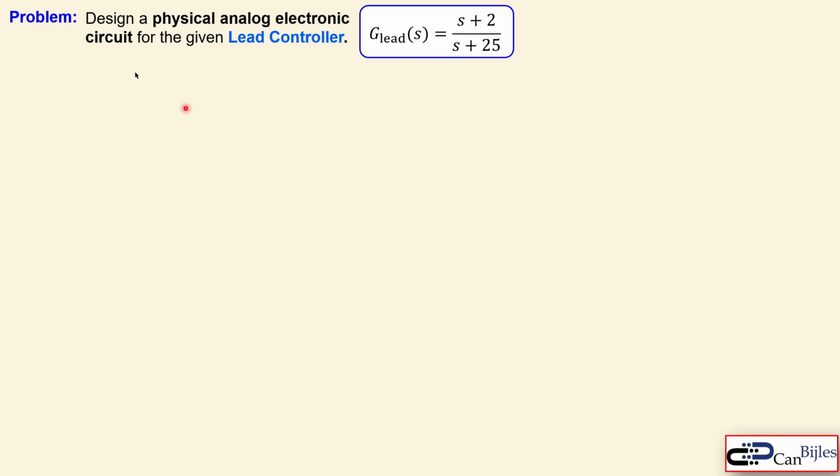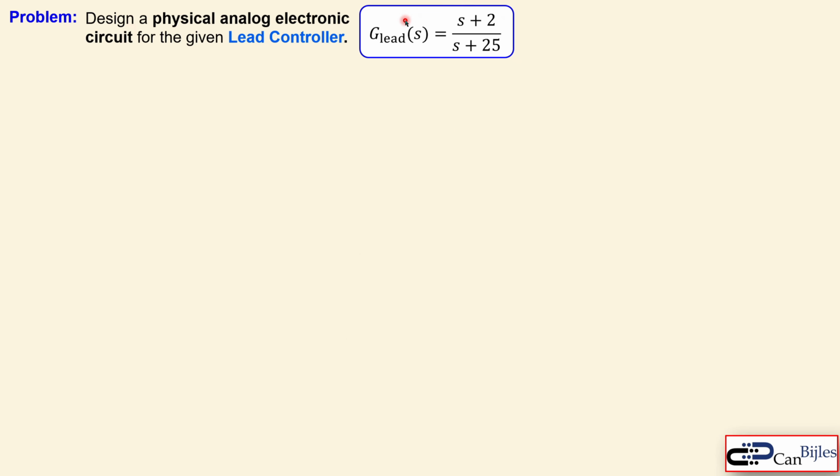So let's look at an example. We would like to design a physical electronic circuit for this given transfer function, which is a transfer function of a lead controller. Now, before we dive into the calculations and the simulations, what is a lead controller? A lead controller is a controller that has a pole and a zero, and the pole is farther away than the zero, measured from the vertical axis in the complex plane.